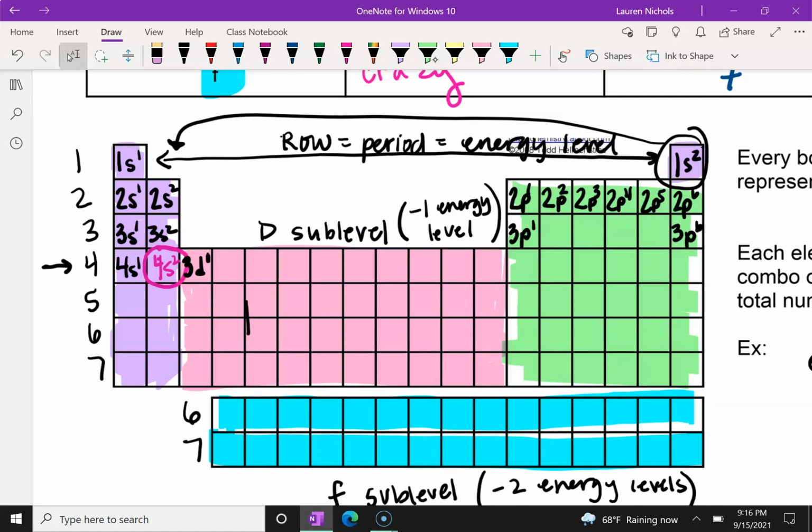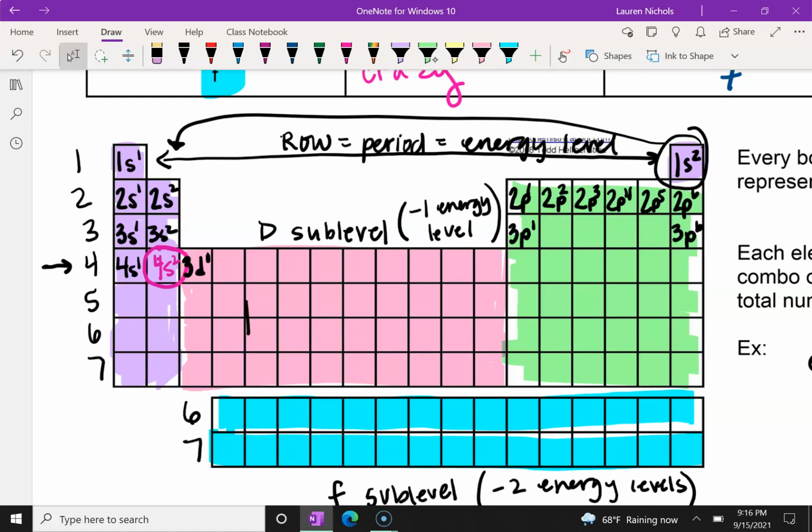The reason why it's there and not on row 3 is because the shape is so complicated that the electrons would rather go up an energy level to row 4 and be in the S sublevel than have to deal with everything going on in the D sublevel on row 3 or energy level 3. It's kind of like if something is super crazy, you'd rather do a little bit of extra work just to avoid it. And that's kind of what the electrons do.